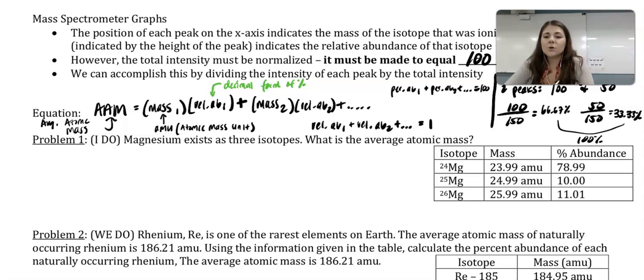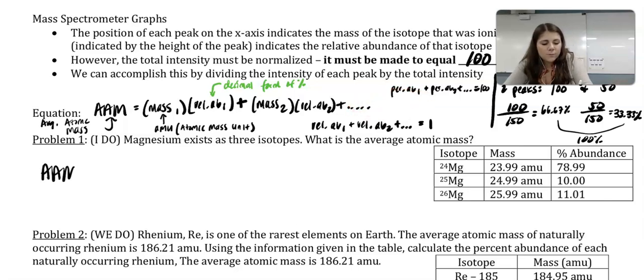All right, so let's try this first problem together. Magnesium exists as 3 isotopes. So you can see in that chart, I have 3 different isotopes of magnesium, different masses, and their percent abundances. I want you to solve for the average atomic mass. So unlike my equation up here, where I only told you 2, you would just have a third one for the third isotope.